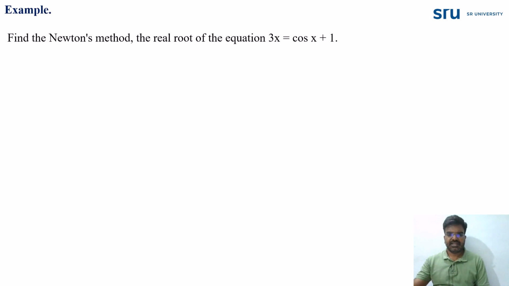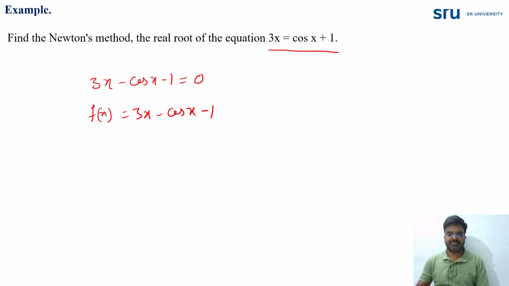Now we can see another example. What is the equation here? 3x equal to cos x plus 1. So I can write this one as 3x minus cos x minus 1 equals to 0. So f of x equals to 3x minus cos x minus 1.